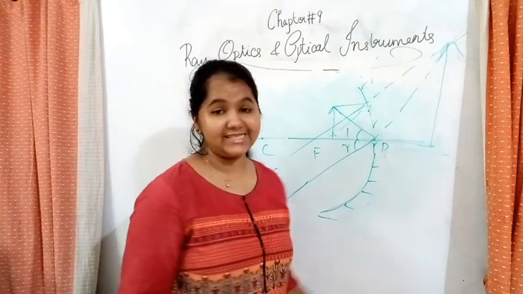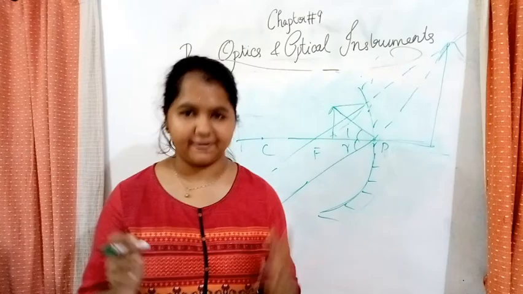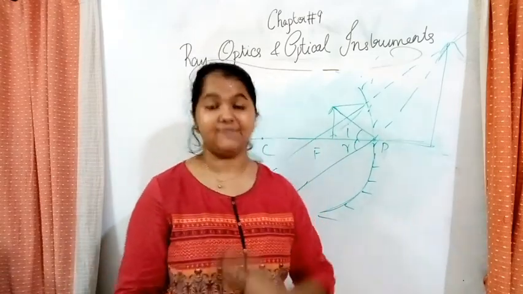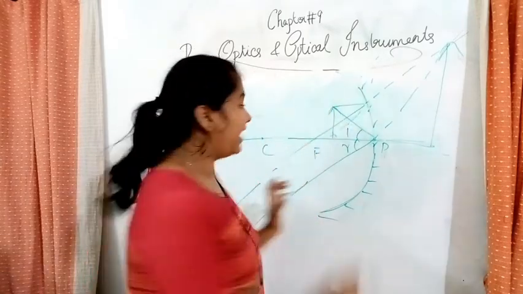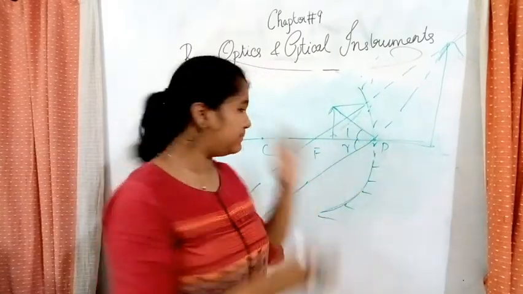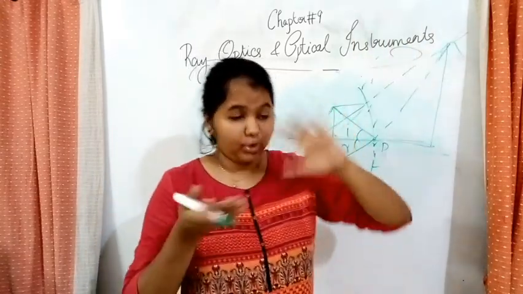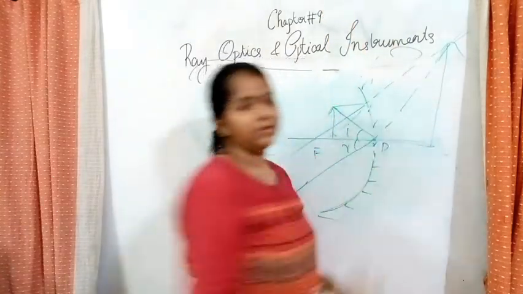So these are the cases that we have to learn under the ray diagrams of a concave mirror. I hope it's clear. What were the cases and where does the image come? Only in the case where the object is close to the pole, between the focus and the pole, you get a virtual, enlarged, erect image. That is like this.